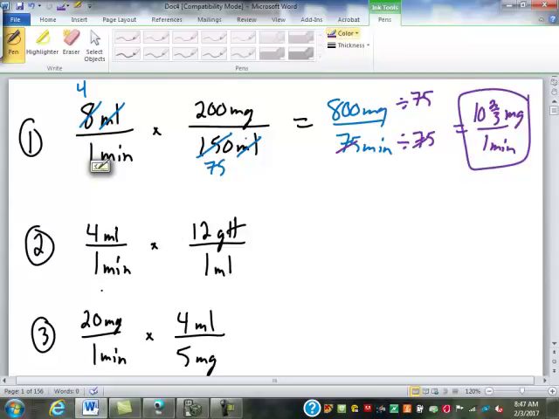So similar type of thing down here. Milliliters will cross cancel out again. Numerically, there's nothing that's going to cancel out, so we're just going to do the 4 times 12 is 48. GTT is an abbreviation for drops. 1 minute times 1 is 1 minute. So that becomes 48 drops per minute.